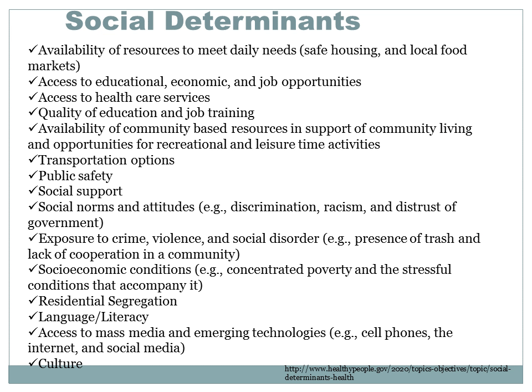Social determinants can be measured in a variety of ways. One, availability of resources to meet daily needs, such as safe housing and local food markets. Another is access to educational, economic, and job opportunities. Third, access to healthcare services. Fourth, quality of education and job training. Fifth, the availability of community-based resources in support of community living and opportunities for recreational and leisure time activities. So these are all things that can be quantified. Another is transportation options, public safety, social support, social norms and attitudes, exposure to crime, violence, or social disorder, socioeconomic conditions, residential segregation, language and literacy, access to mass media, culture, and there are others.